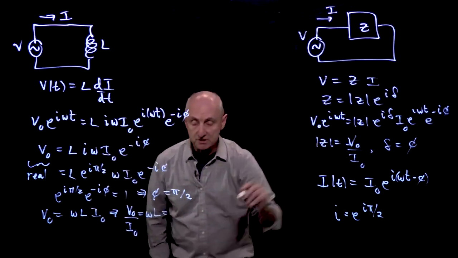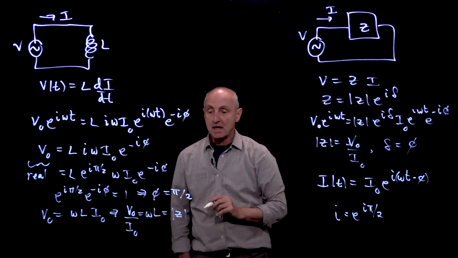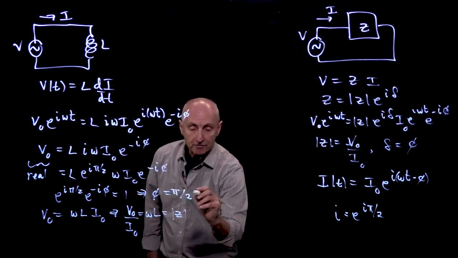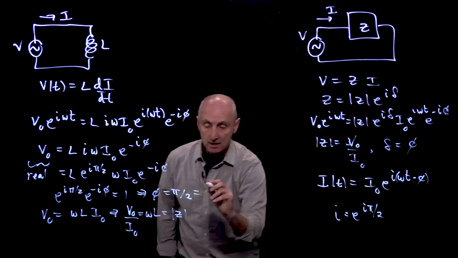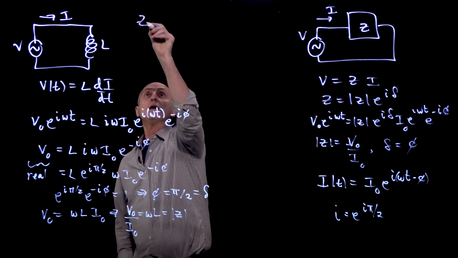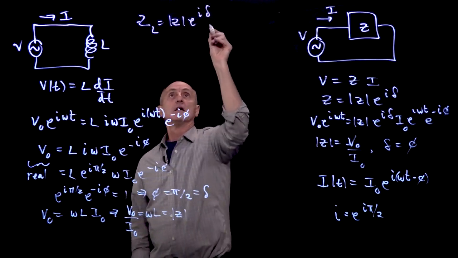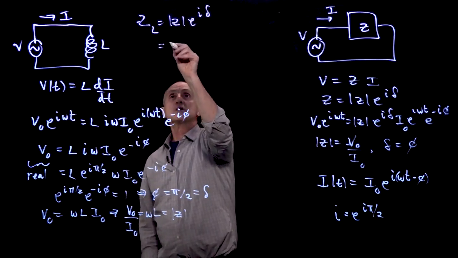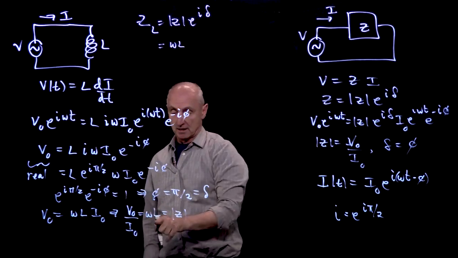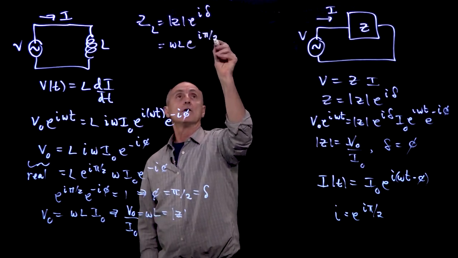And that's precisely the modulus of Z. And so once again, our phase is equal to the phase of the complex number. So we'll write Z of L as Z e to the i delta. The modulus is omega L, and the phase is pi over 2.